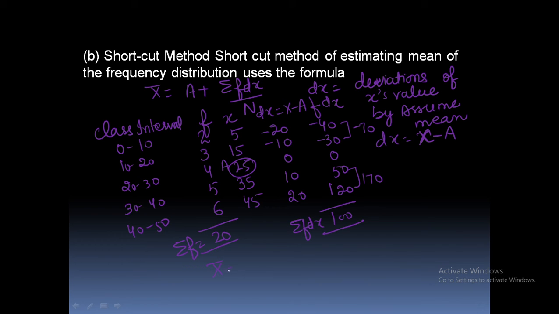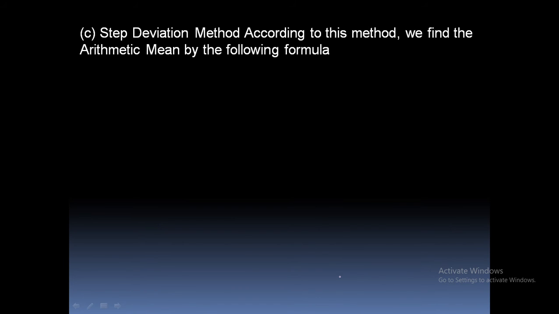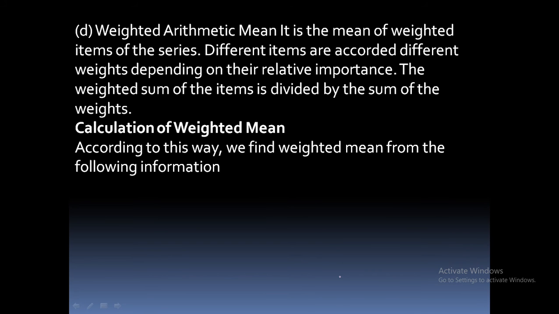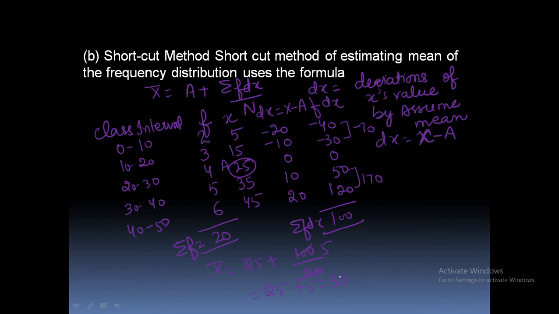And now put in the formula. A is 25 and sigma f dx is 100. Sigma f is 20. 100 divided by 20 is 5, and 25 plus 5, that is 30. This is your shortcut method. Now next method, step deviation method. I take the same example. In this, after finding dx, we now find dx dash.